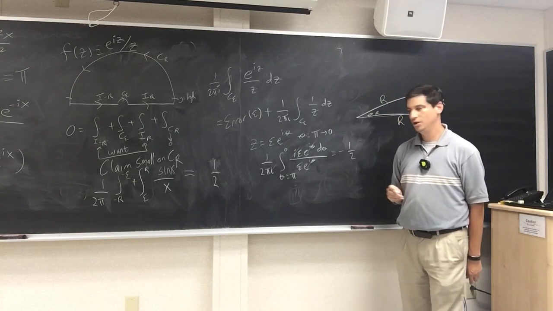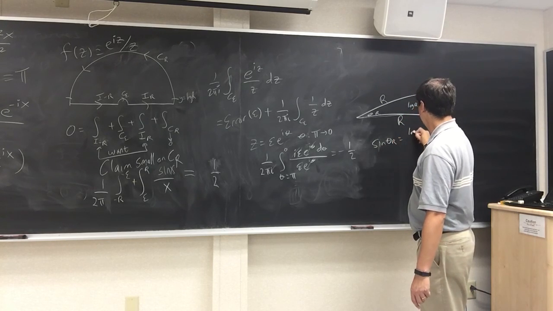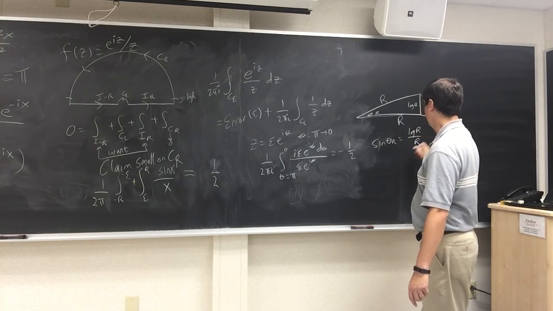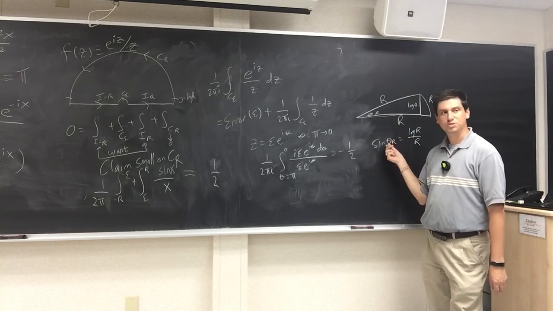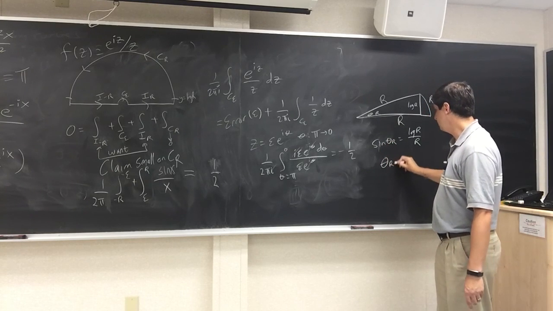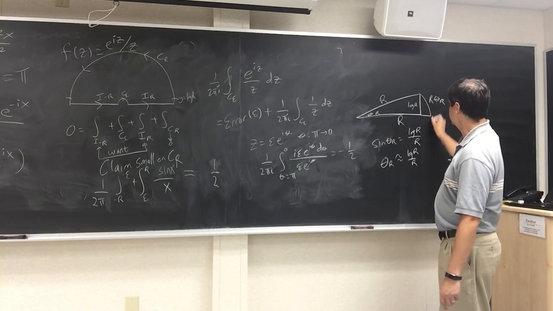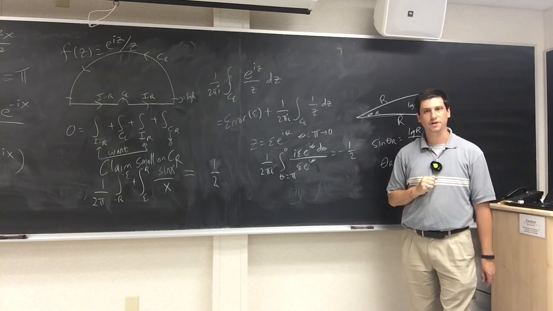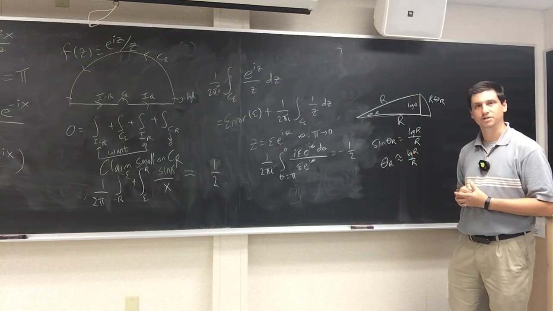And so all you need to do is figure out what is theta of r in terms of log of r and r. Well, the sine of theta of r is going to be the log of r over r. So if theta of r is really small, sine of theta is approximately theta. So this tells you theta of r is approximately log of r over r. So this length here is approximately log of r. So it's a good exercise. Just make that argument rigorous.